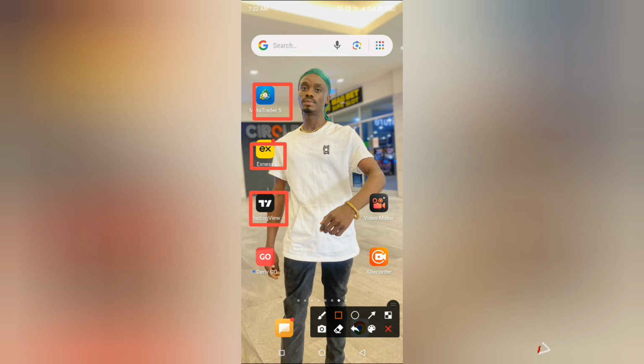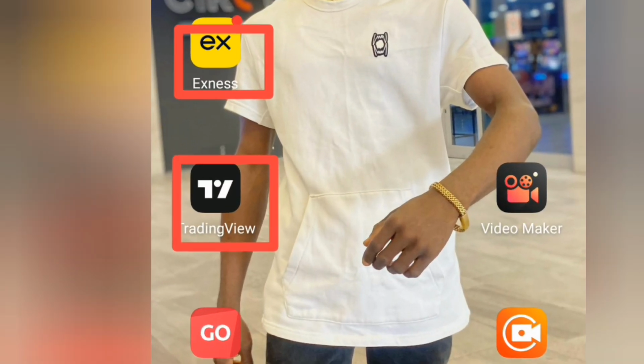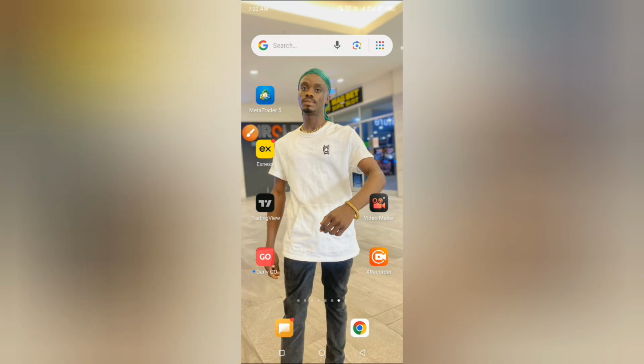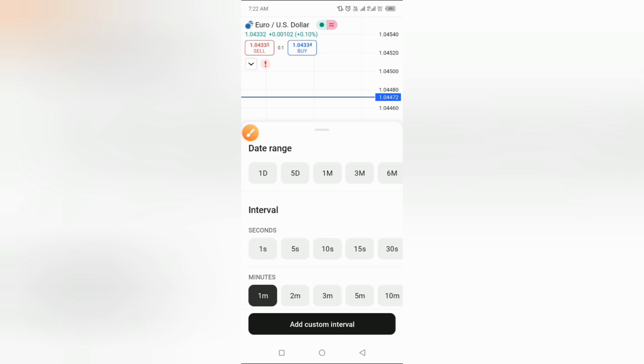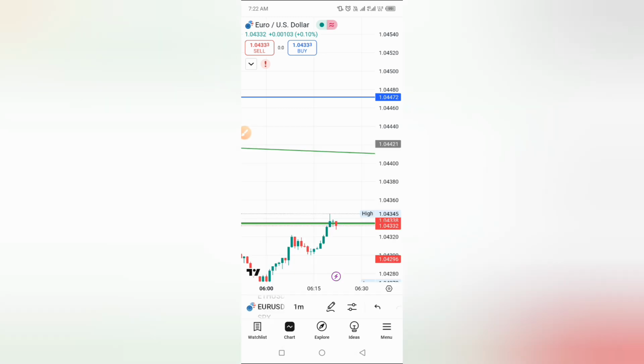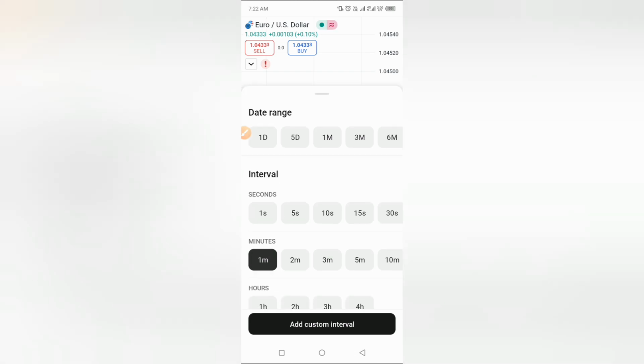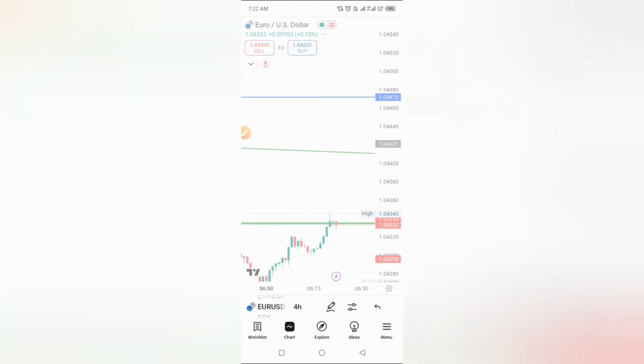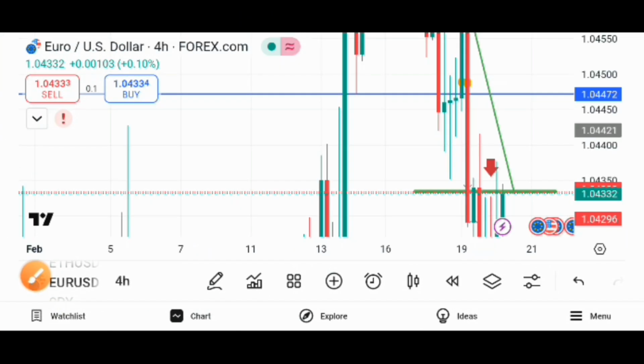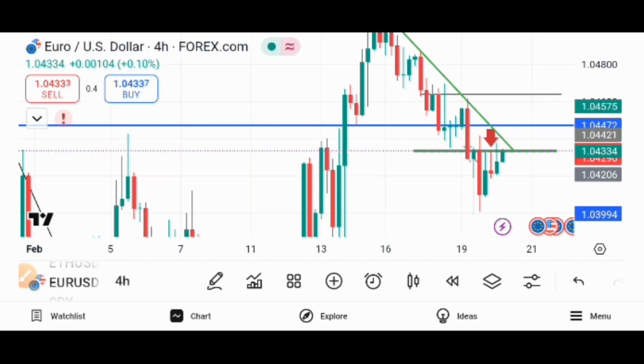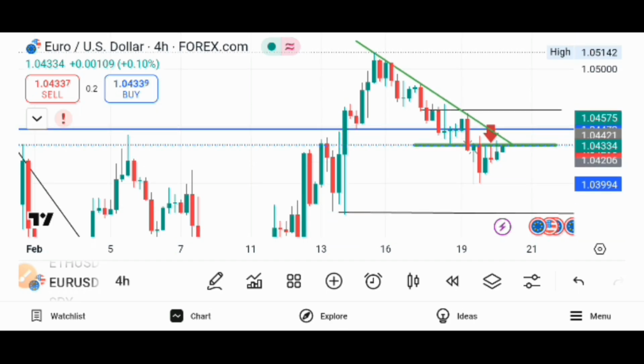Okay, so for now let's dive into TradingView to take our analysis sharp. This is our TradingView and the market is currently on 1 minute. So I'll step up to the 4 hour, that's H4, so you can see the proper view of this market. So this is H4. I have analyzed the market.